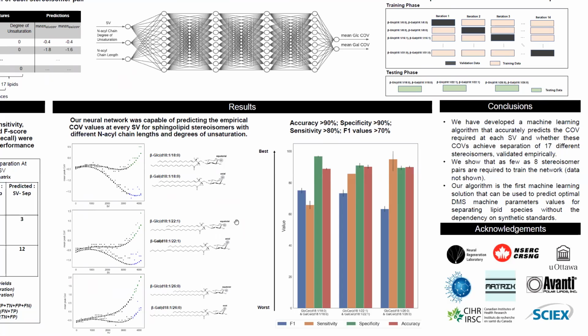In these plots, both the empirical and the predicted mean values of the lipid pair are plotted against the separation voltage. Circles are for the predictions and stars are for the empirical. The black is for instances of no separation and color for the instances of separation. You can see that we're not only able to predict the peak COV value very closely, but we're also able to correctly predict the range of SV where separation occurs. We're also able to predict separation of these lipid species at each given SV with very high accuracy, specificity, sensitivity, and F1 value.